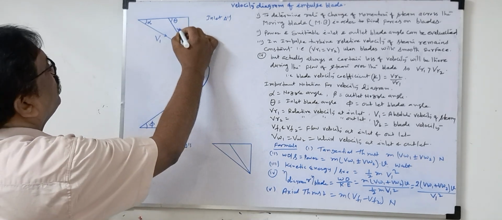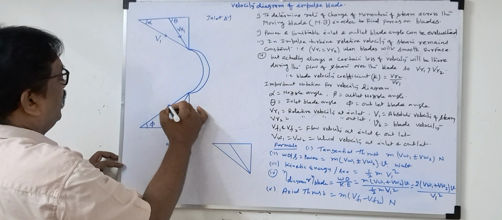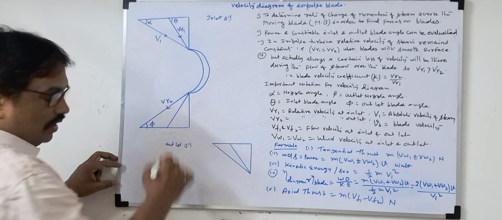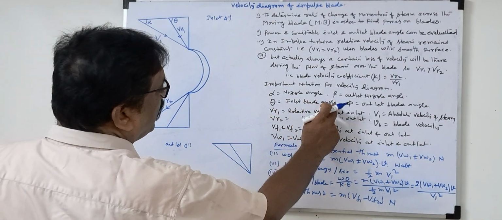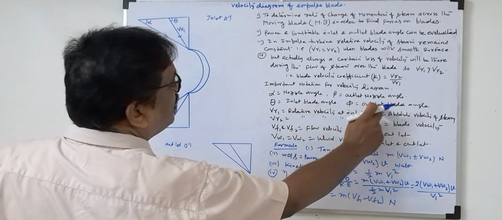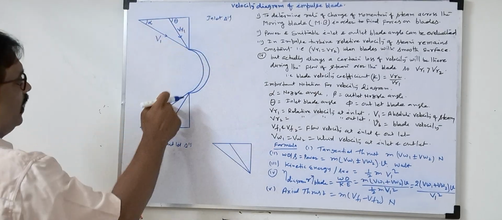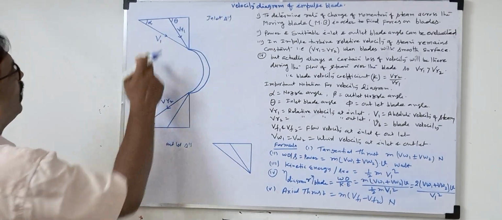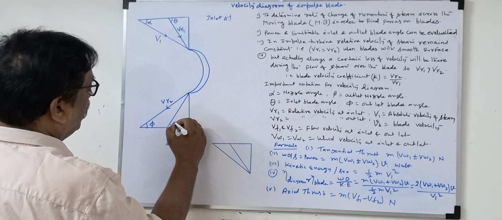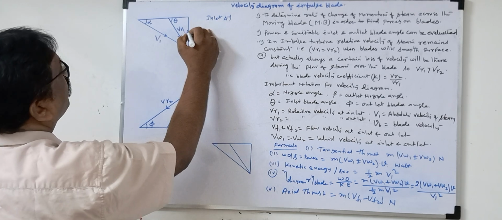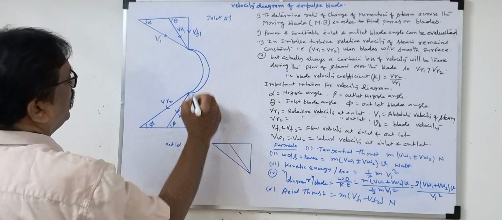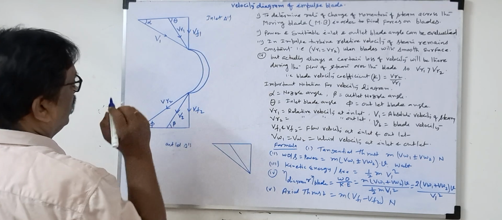This is the relative velocity at inlet, and this is the relative velocity at outlet. So theta is the inlet blade angle, phi is the outlet blade angle. VR1 is the relative velocity at inlet, VR2 the relative velocity at outlet. Again here, beta is the nozzle angle at outlet. This is the steam velocity at outlet. Then this is the flow velocity, flow velocity at inlet and flow velocity at outlet.